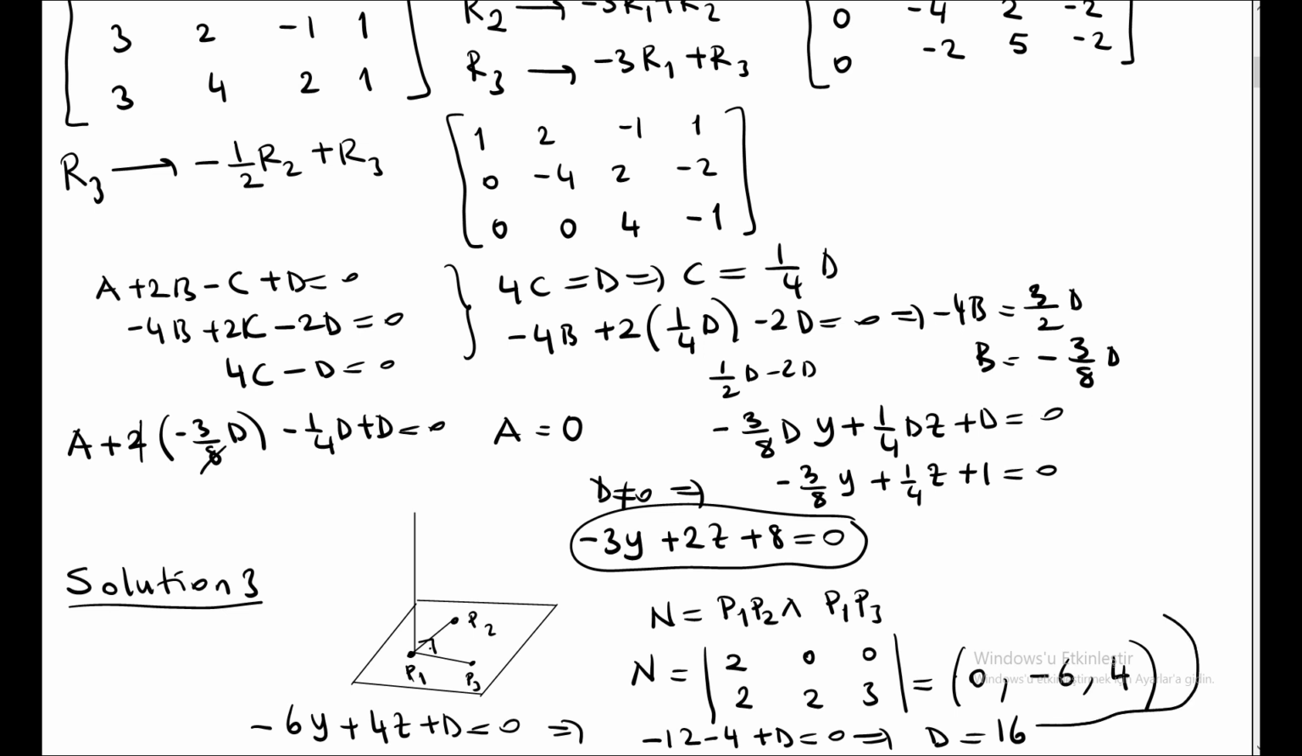So the plane will be negative 6 times y, 4 times z, plus 16 equals 0, or you can write this one.